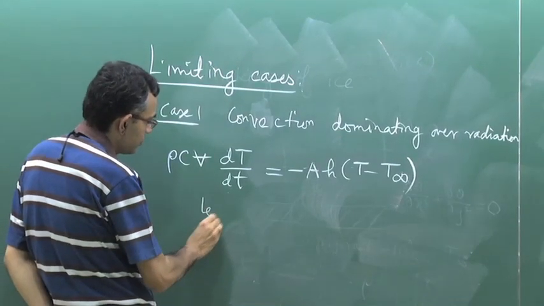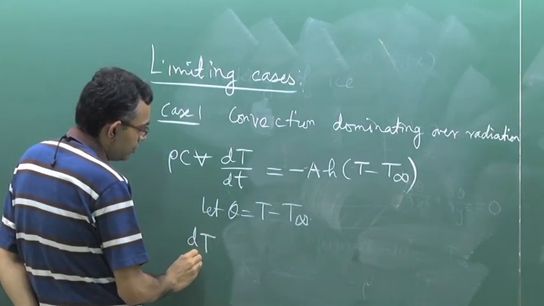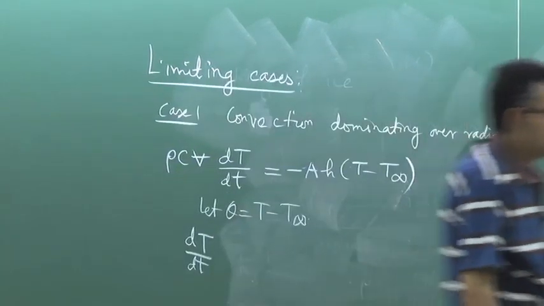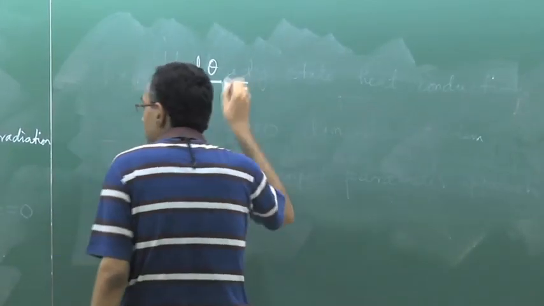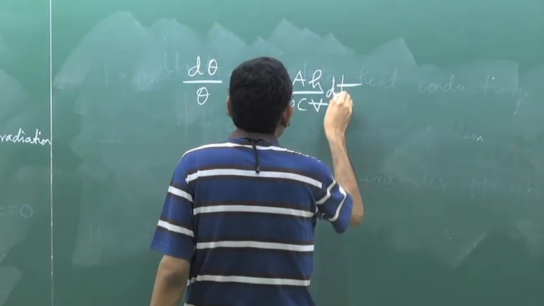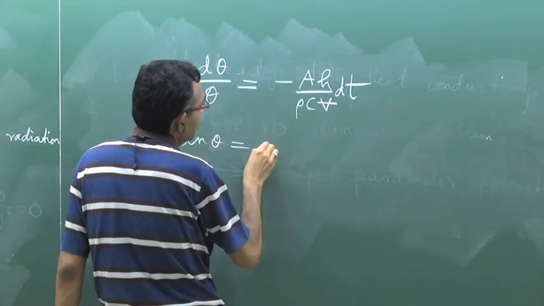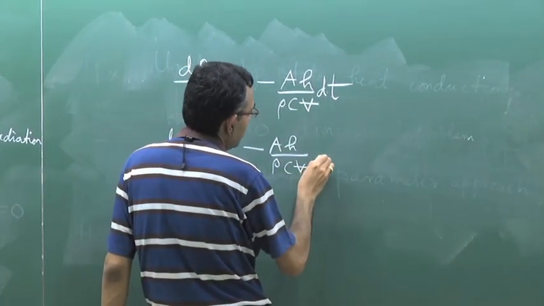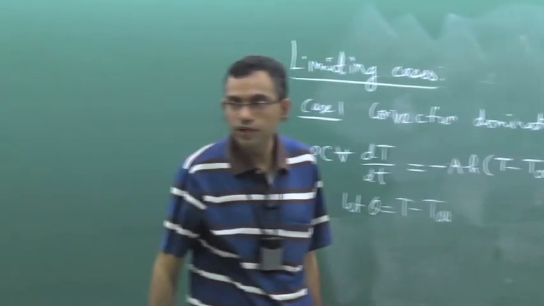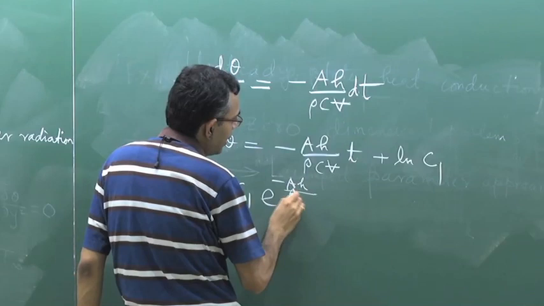Let us say that theta is equal to T minus T infinity. So you can write d theta by theta is equal to minus A h by rho c V dt. If you integrate this, ln theta is equal to minus A h by rho c V t plus ln c1, where ln c1 is the constant of integration. So theta is equal to c1 into e to the power minus A h by rho c V t.